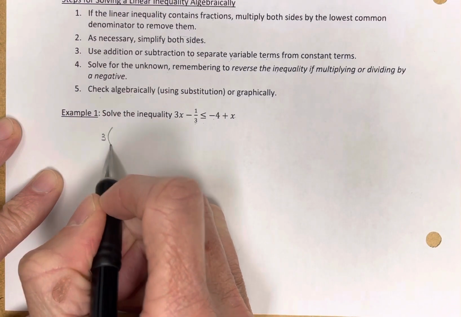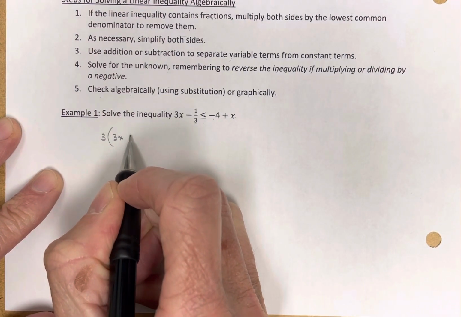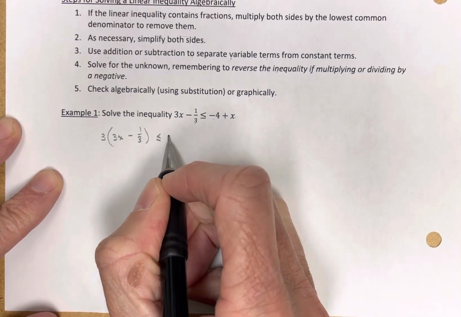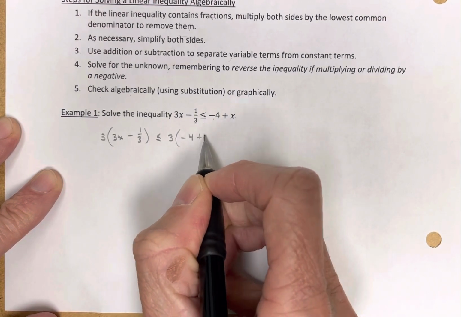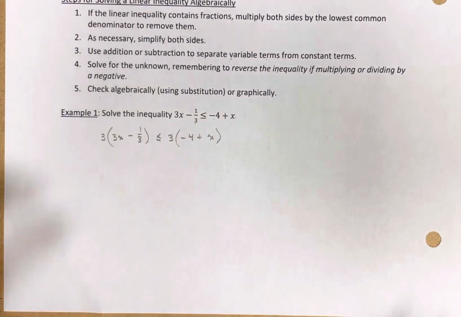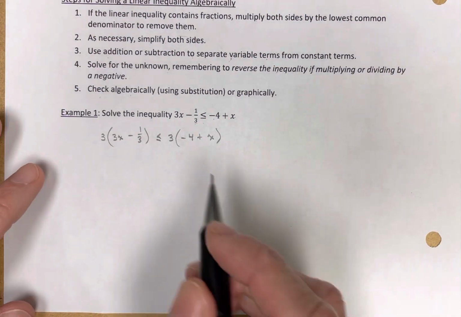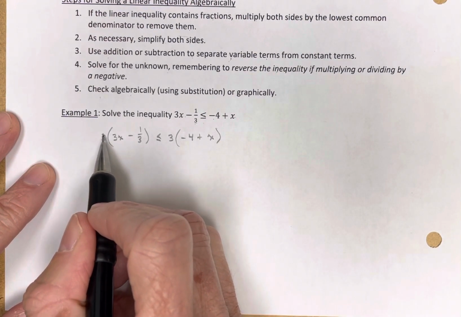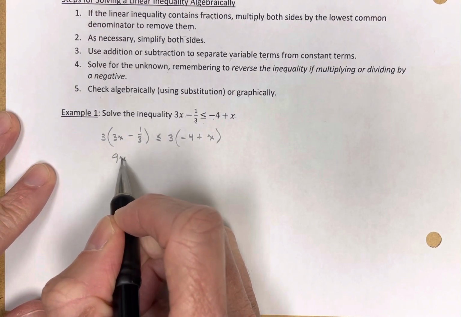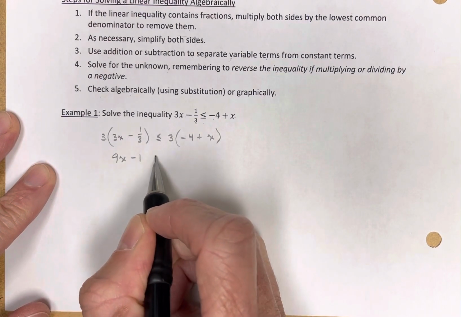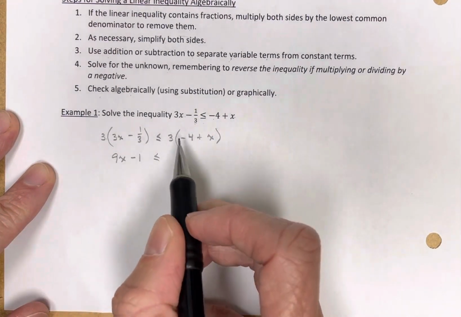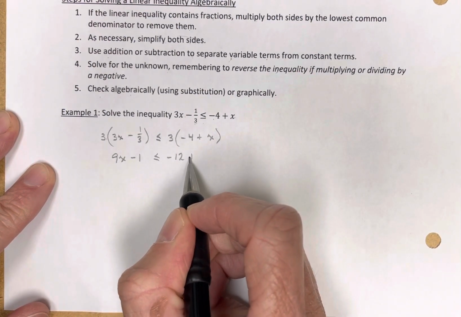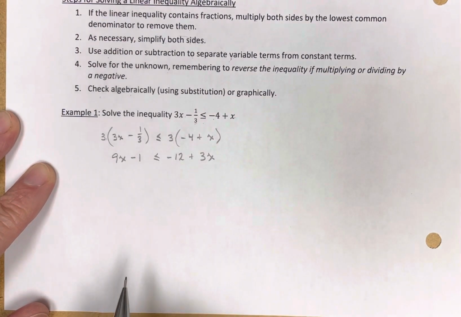So let's multiply both sides by 3 so that we don't have to deal with the fraction as we move things. Most of us don't like to add or subtract fractions. It's a little bit more complicated. So I'm multiplying both sides of the inequality by 3. Let's distribute. 3 times 3x is 9x. 3 times negative 1/3 is negative 1. Well, there goes that fraction. That's awesome. 3 times negative 4 is negative 12. And 3 times positive x is 3x. So there we go.